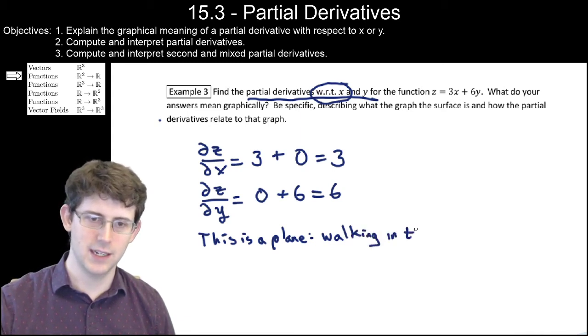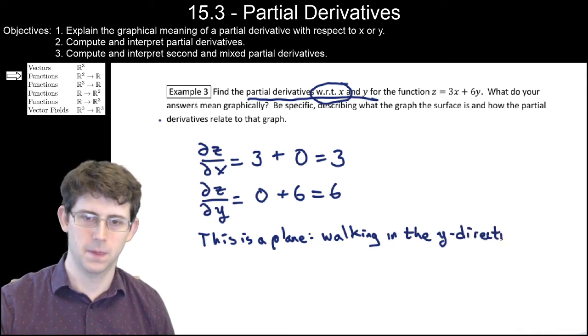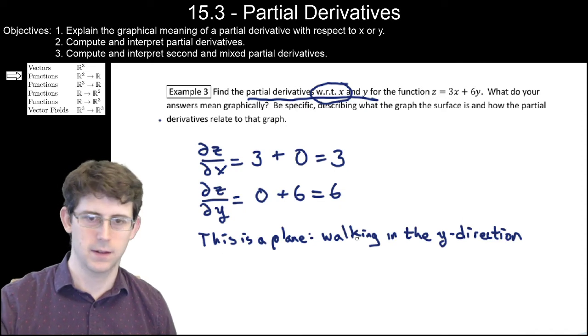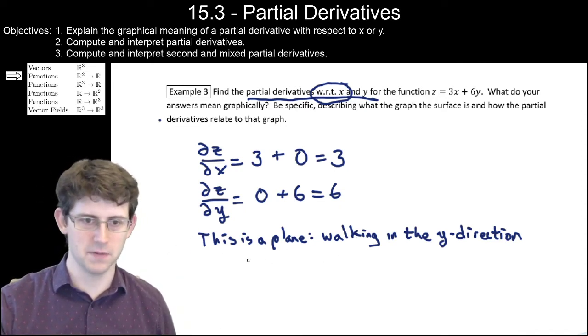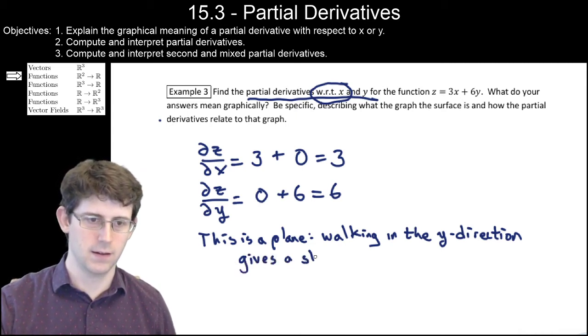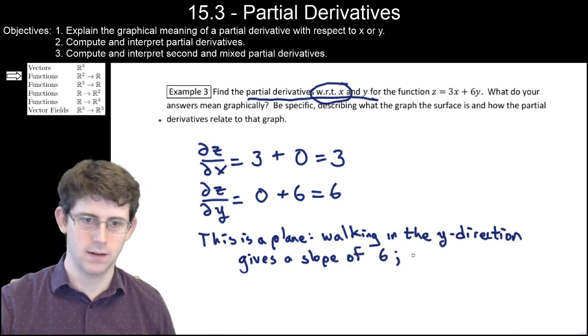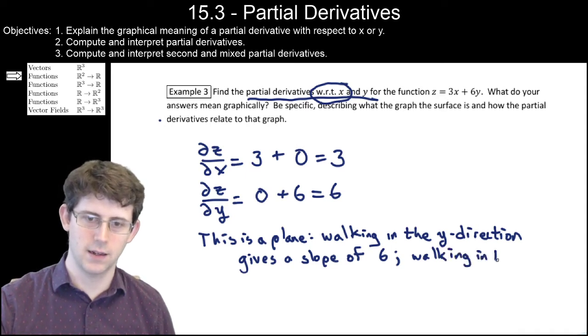Walking in the y direction will be very hard because it's super steep. It's got a slope of 6. Walking in the x direction gives a slope of 3.